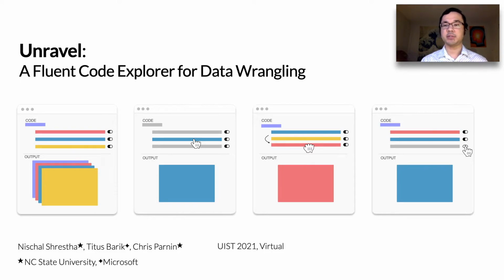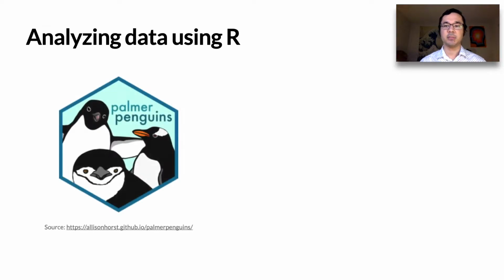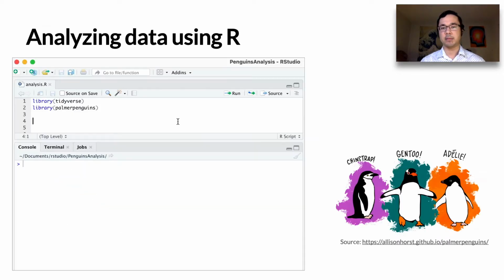Hi everyone, my name is Nishchal Shrestha, and today I'll be presenting our tool Unravel, a Fluent Code Explorer for data wrangling. I want to begin by illustrating a very common style of programming in data science through an example analysis of the Palmer Penguins dataset using R.